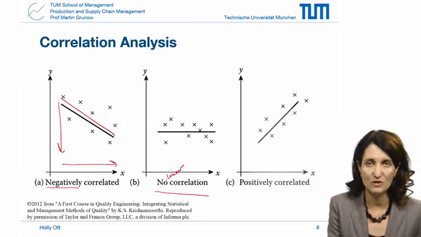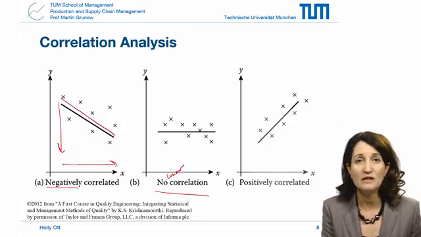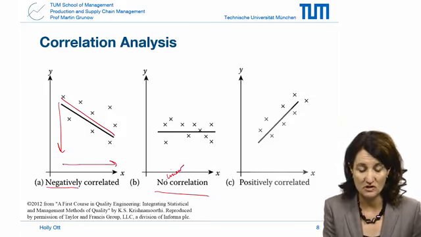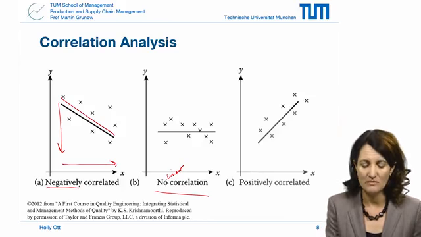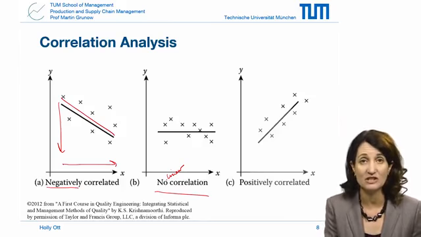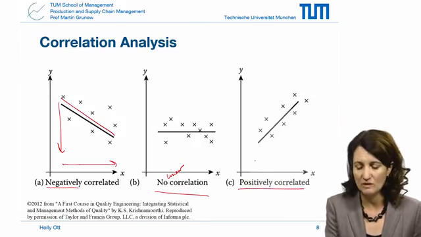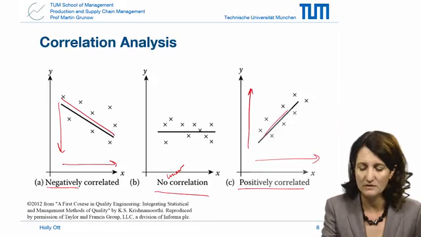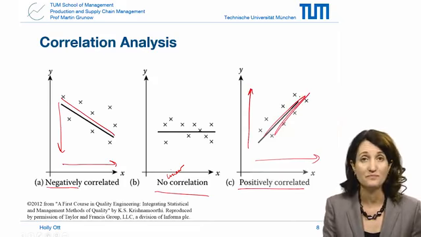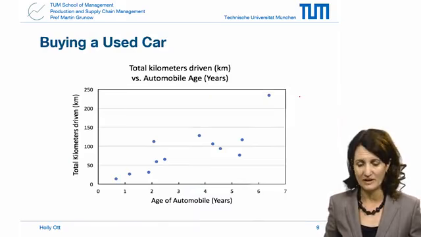There's no linear correlation. You could have a nonlinear relationship. You could have a relationship, but you're saying that it's not a linear relationship. Here we see in C a positive correlation. When X goes up, Y goes up. So you see this positive slope in a linear fashion.